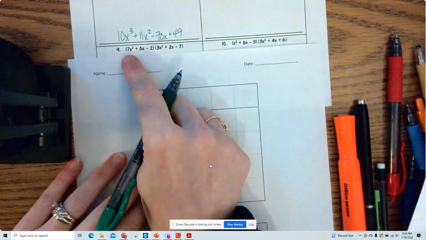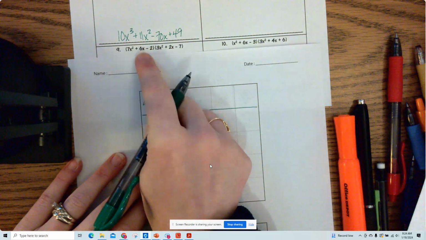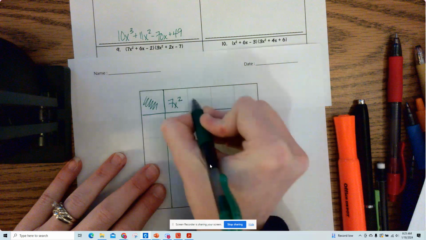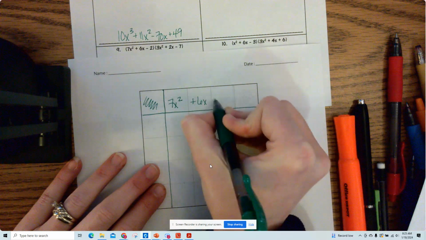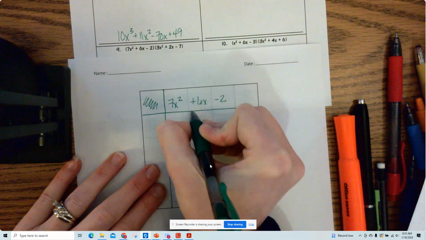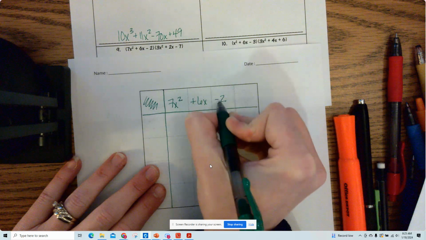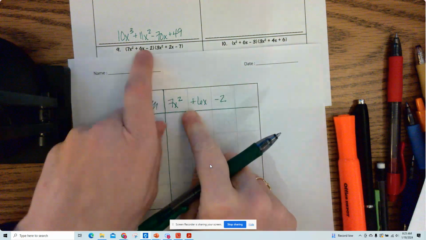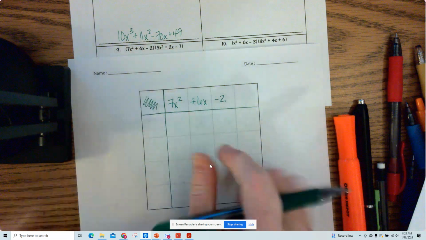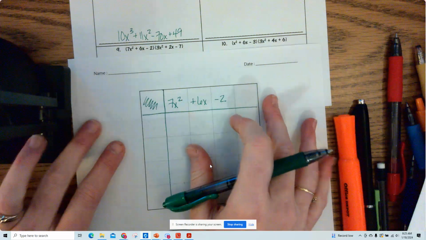Okay. So here's my first one. 7x squared plus 6x minus 2. It drives my college algebra kids nuts that I put that plus there. But I do it especially for these negatives. So I make sure that this looks just like this. I've got the right signs on everything. It's really, really easy to drop a sign, okay?